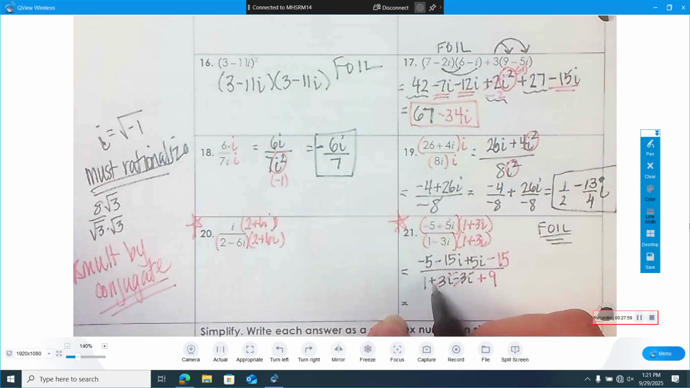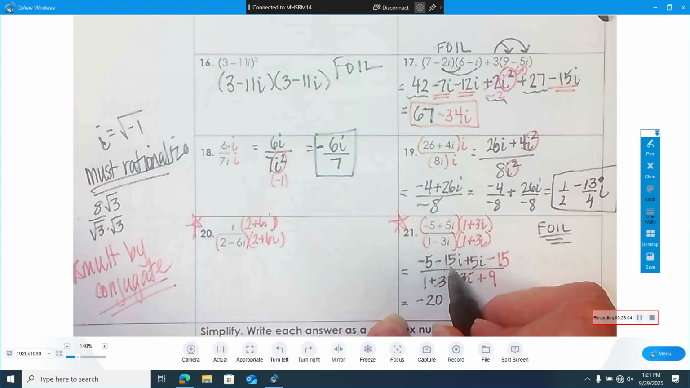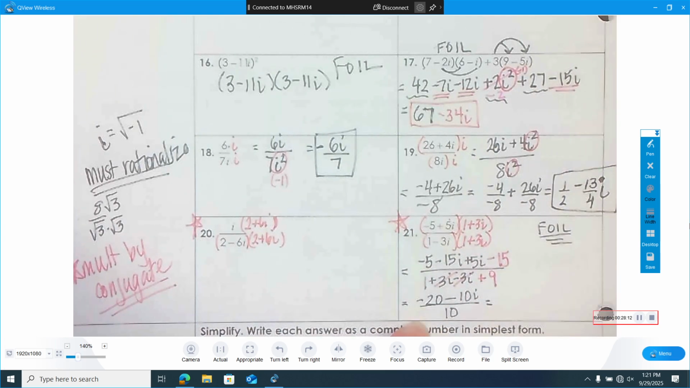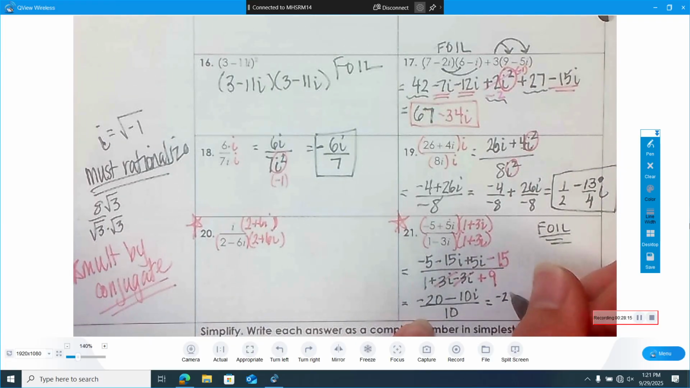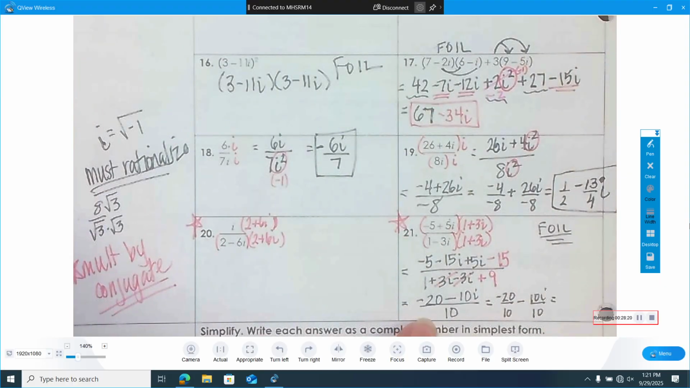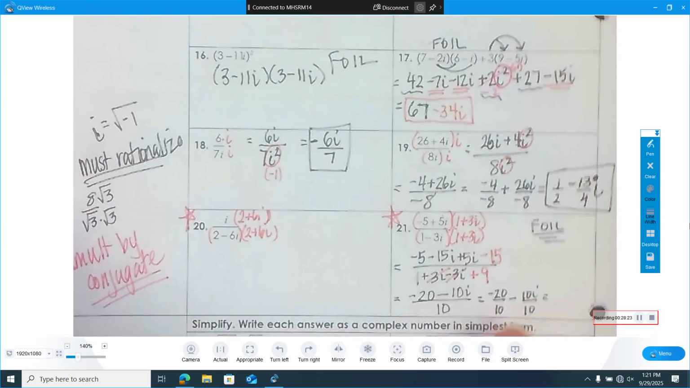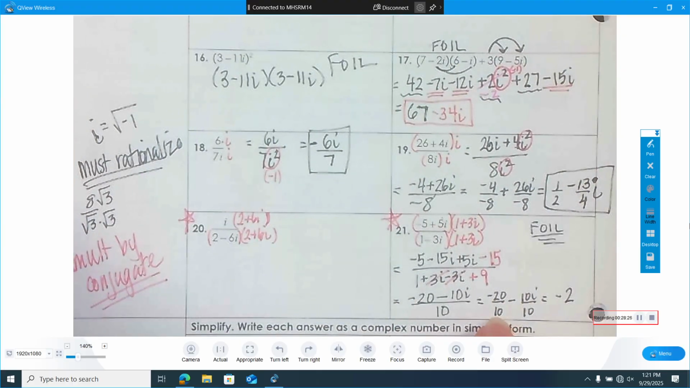And so we have negative 5 and a negative 15 is a negative 20. Negative 15i plus 5i is negative 10i, over 10. And that can totally reduce. Again, you can split that 10. It's dividing both pieces. Hopefully you can see what that cleans up to on your own easily there. Negative 20 divided by 10 is negative 2 minus i, since those 10s will just cancel out. All right. I like it when they clean up like that. It's just kind of nice.